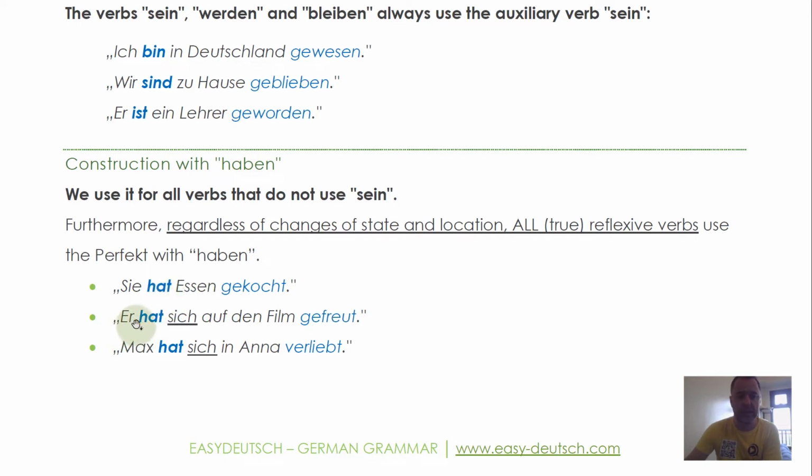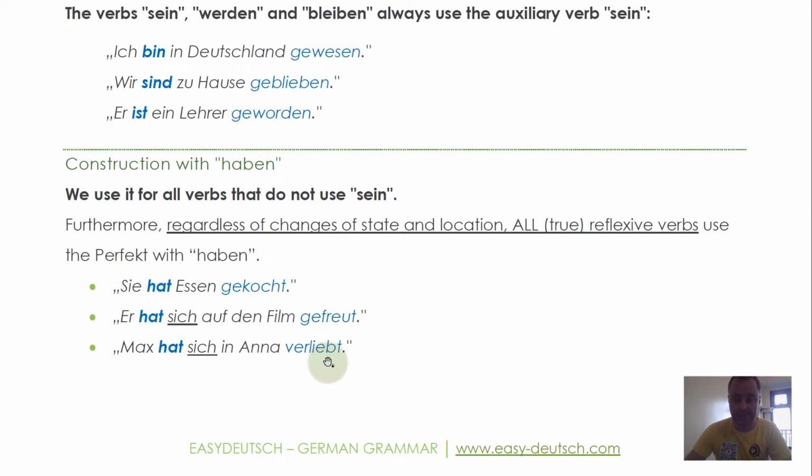normal haben. Er hat sich auf den Film gefreut, so he has been looking forward to the movie. Here it's a reflexive verb, but it's also no change of state or location whatsoever. So that's fine anyway, but pay attention here. Max hat sich in Anna verliebt. So Max fell in love, or word by word, has fallen in love with Anna. That's a change of state from not being in love to being in love.